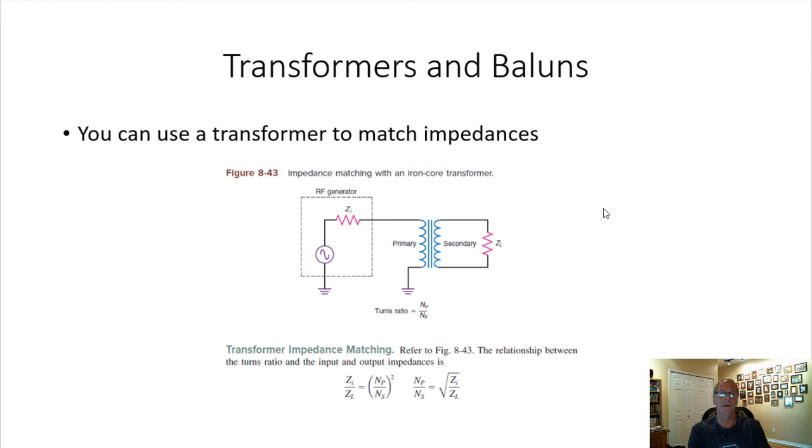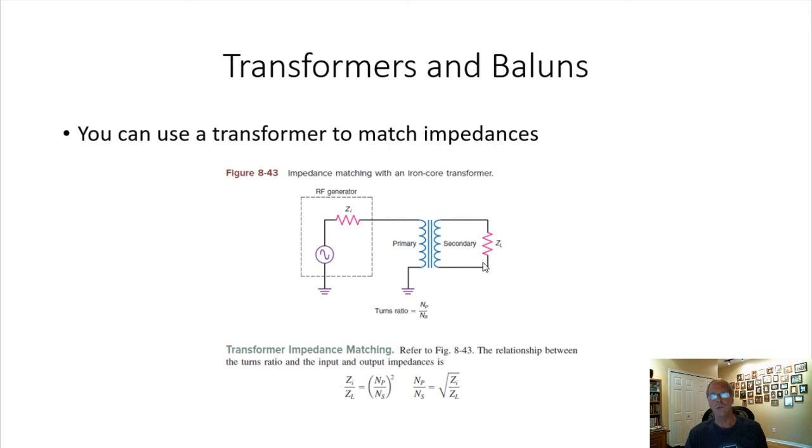Okay, the other type of matching used in systems uses transformers and baluns. Now you can actually use a transformer to match impedances, okay? And the turns ratio determines the impedance ratio, okay? So the output impedance of the source, which is Zi, and here's ZL, which is the load impedance. You can establish a relationship between those using the turns ratio, primary over secondary squared.